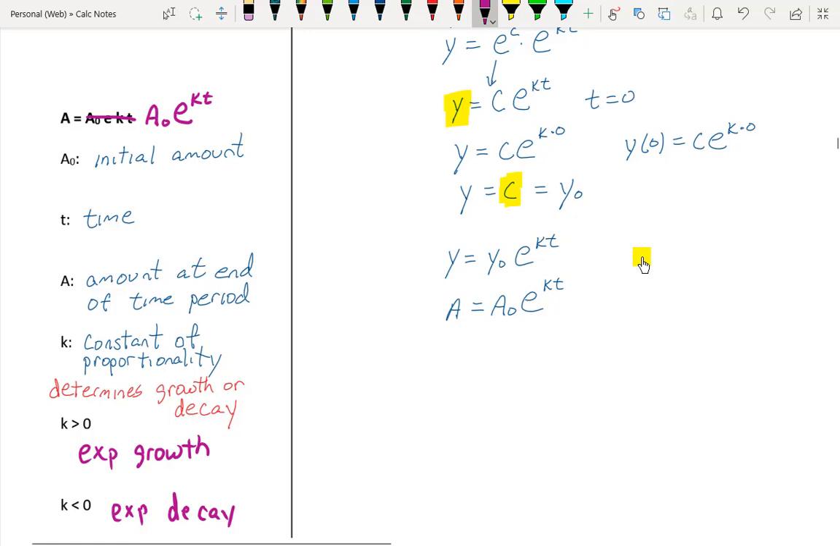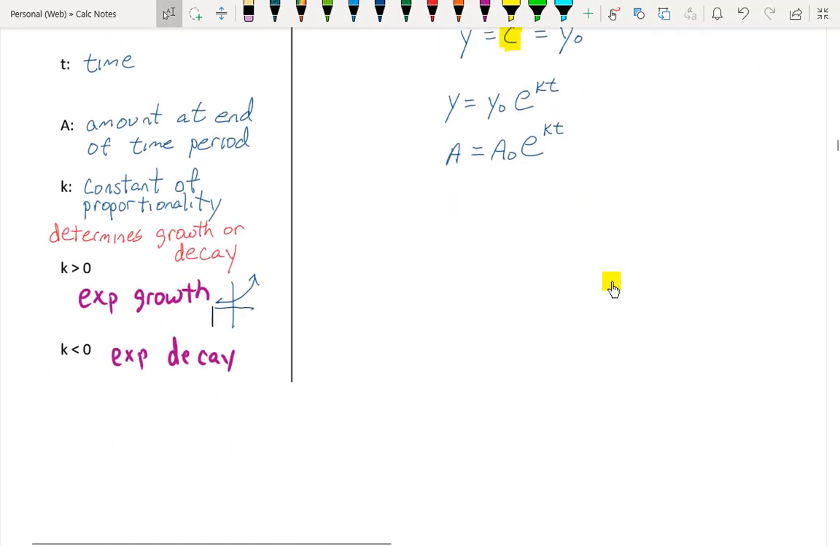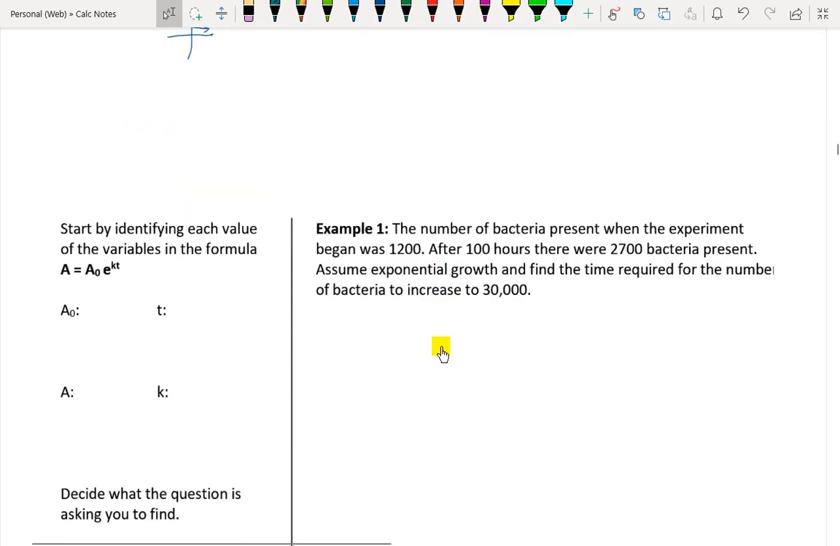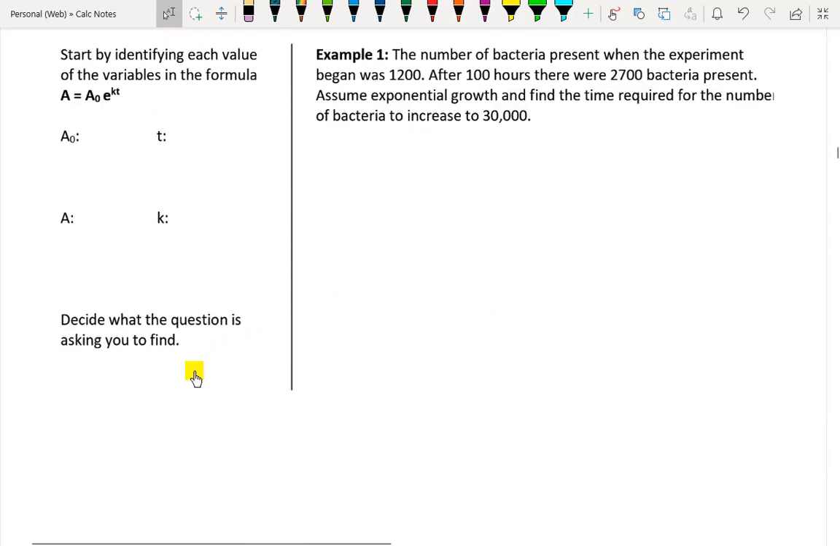Okay? And, just a little refresher on what those look like. Exponential growth would be a graph that looks like this. Okay, it grows as time goes on. Exponential decay, on the other hand, looks like this. It gets smaller as time gets bigger and bigger. Okay, so what we're going to look at today are some examples of exponential growth and decay using that formula right there. All right. So example number 1 says the number of bacteria present when the experiment began was 1,200.